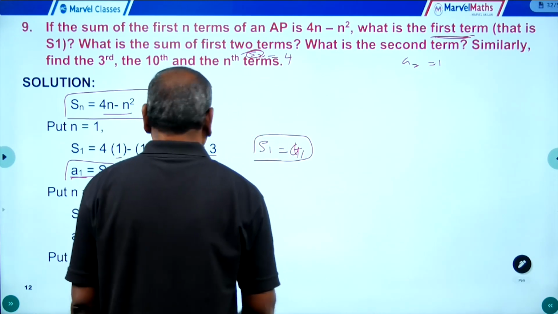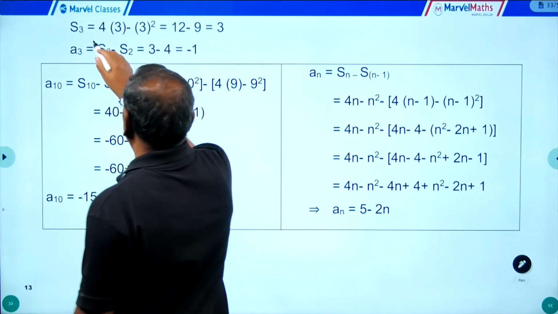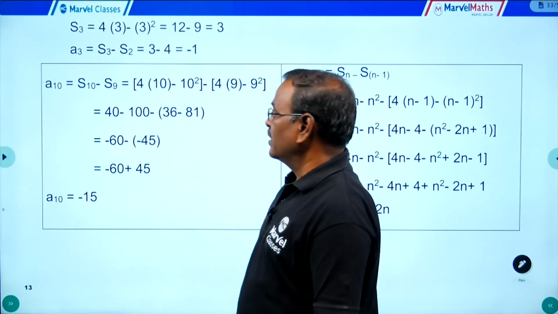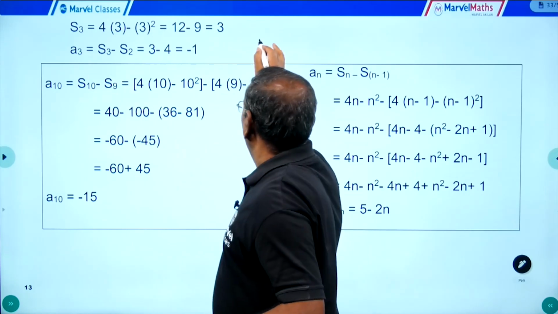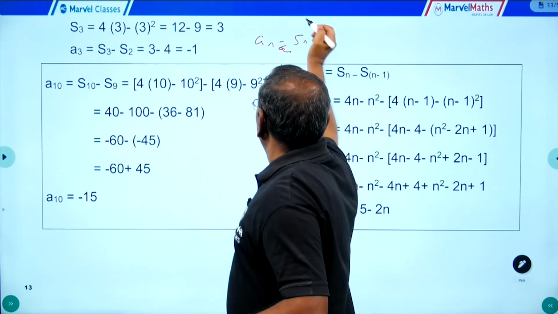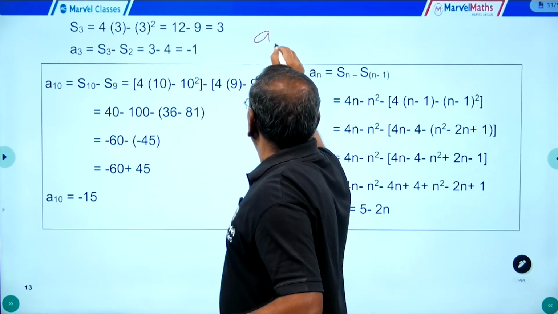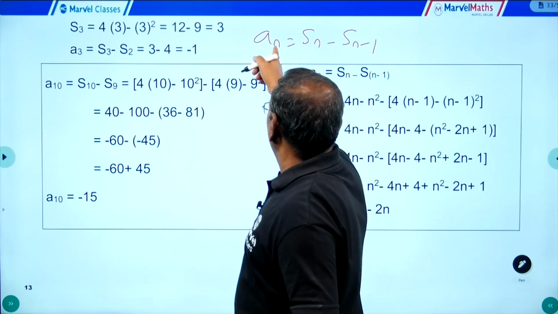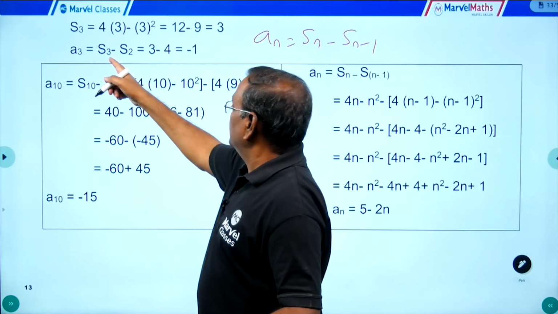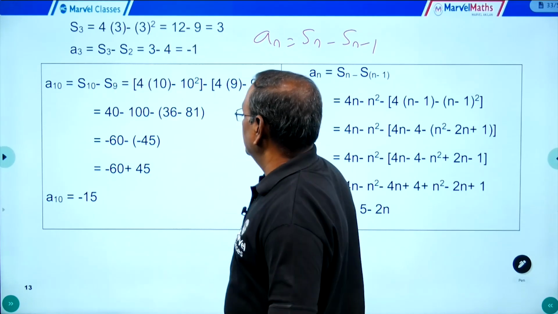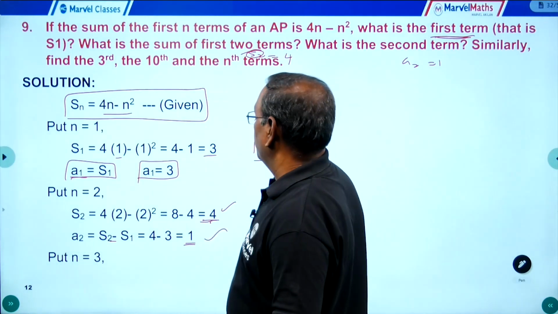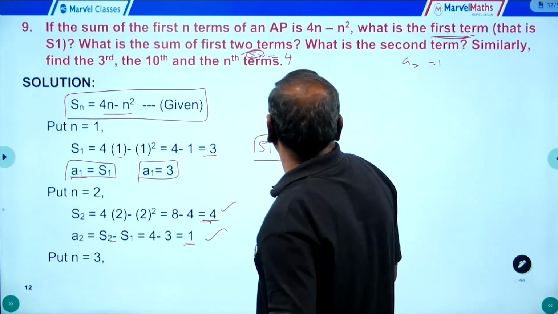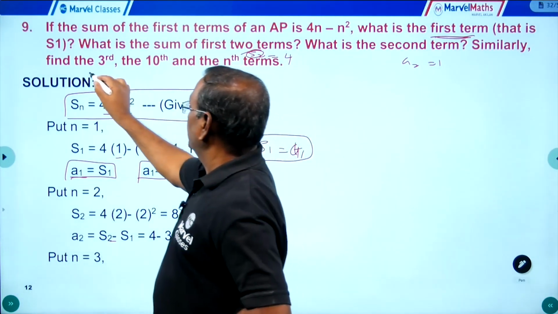Put n equal to 3. When n equal to 3, S3 equal to 4 into 3 minus 3 square, 12 minus 9 equal to 3. Now calculate A3. What is the A3 formula? Actually An equal to Sn minus Sn minus 1. So A3 equal to S3 minus S2. S3 is 3 and S2 equal to 4. So the answer is minus 1. So the third term is also calculated. Third term is minus 1.